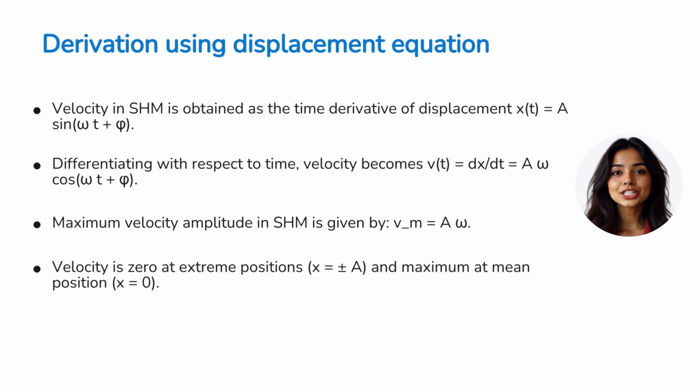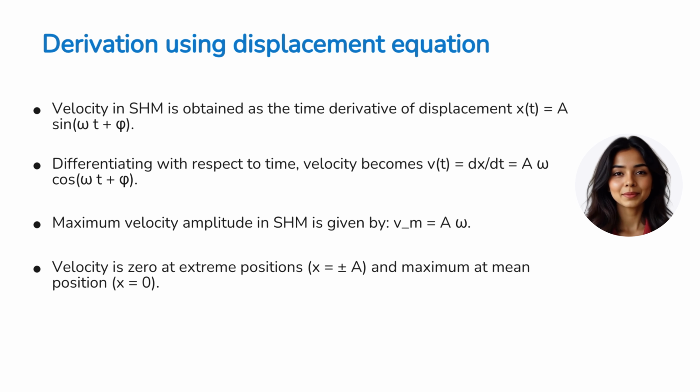So, we differentiate displacement with respect to time and get v of t equals A times omega times cosine of omega t plus phi. This means velocity also wiggles sinusoidally but stays a little ahead of displacement in timing. The maximum speed, or velocity amplitude, is just A times omega, which is the greatest speed the particle ever reaches during its motion.